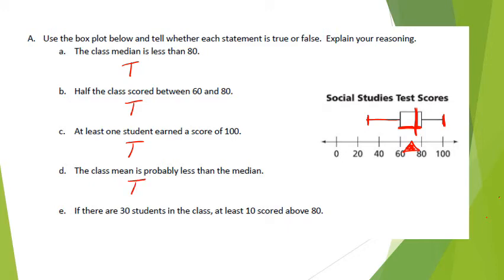Finally, if there are 30 students in the class, at least 10 scored above 80. 10 out of 30 students would be equal to 1/3 of the students. If I look at the scores that are above 80 here, I will see one of the quartiles. And so that's about 25% of the students, which is equal to 1/4. So unfortunately, 1/3 is greater than 1/4. And so this is going to be false.